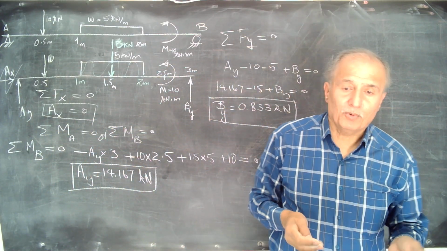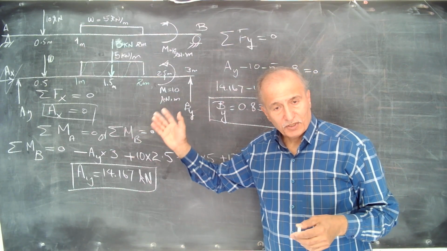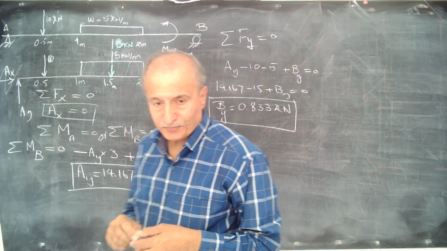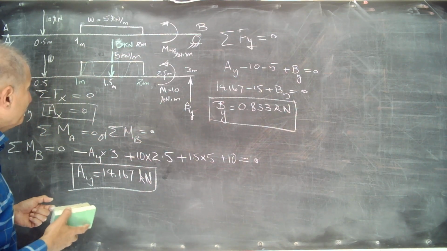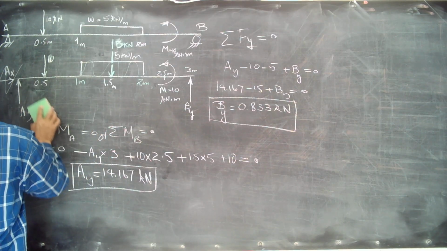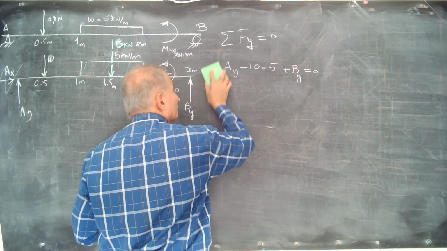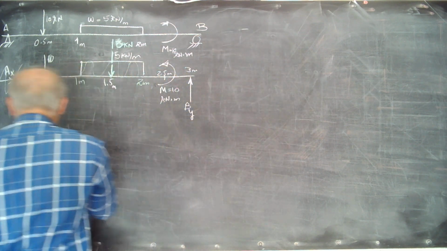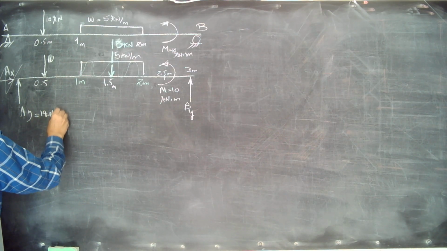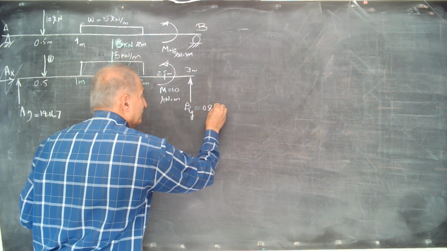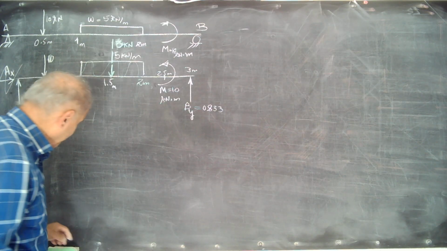Then, that's the first step. That's the static part of the problem. Solve the beam, find the external reactions with different types of loading. Then we don't need these calculations anymore. I need more space. I have to erase them. Okay? Remember, just two numbers: 14.167 and 0.833 kilonewton. Then we return back.